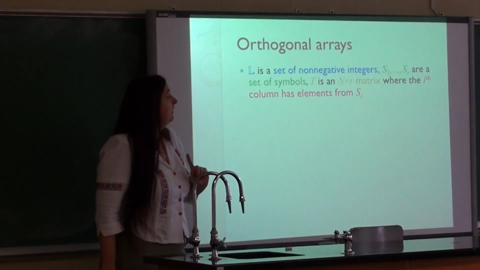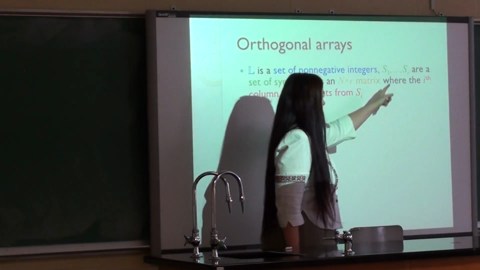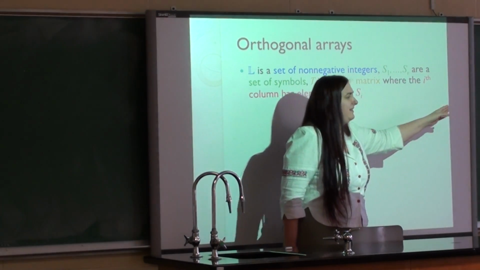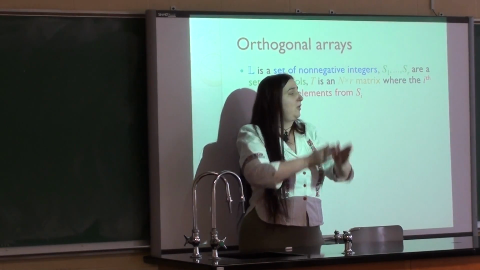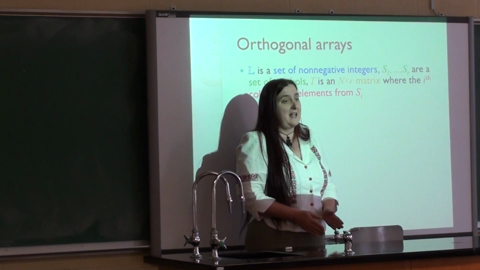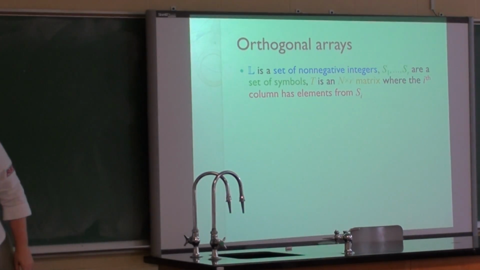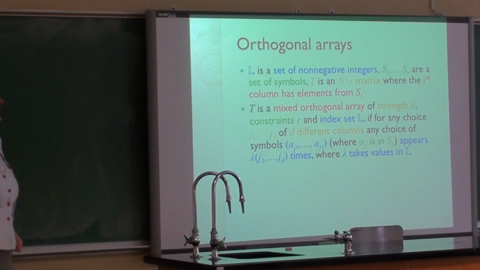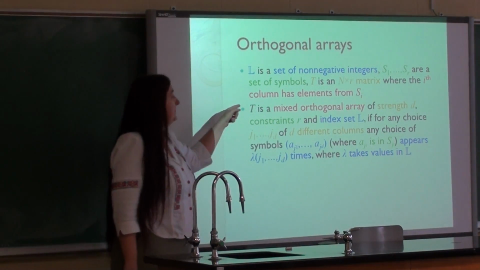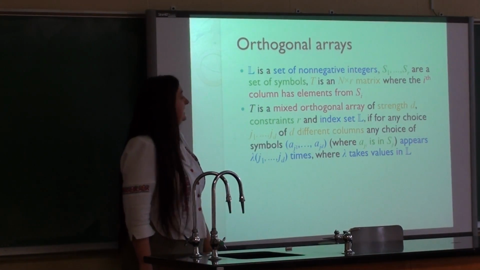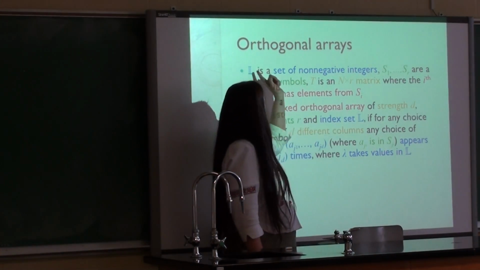And the ith column has to have elements from the set S_i. So I have my matrix over there, but I have even something more weird. Each column has its own set of entries that can come in. And I will call this T a mixed orthogonal array of strength d. Constraints are indexed at L. Well, the L, I know what it is.